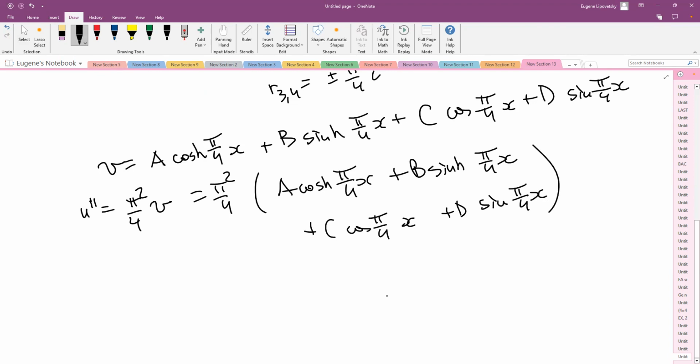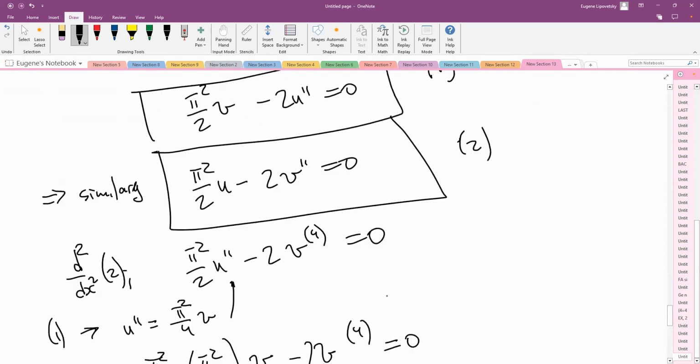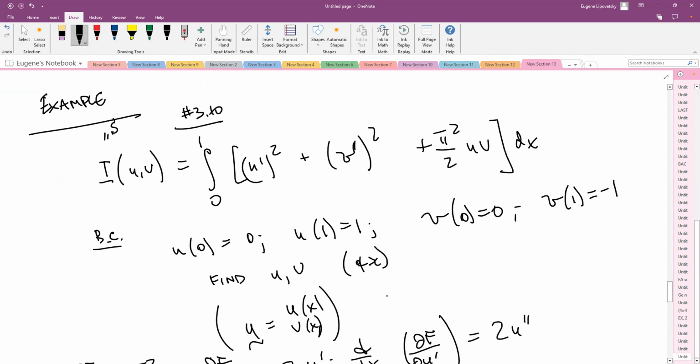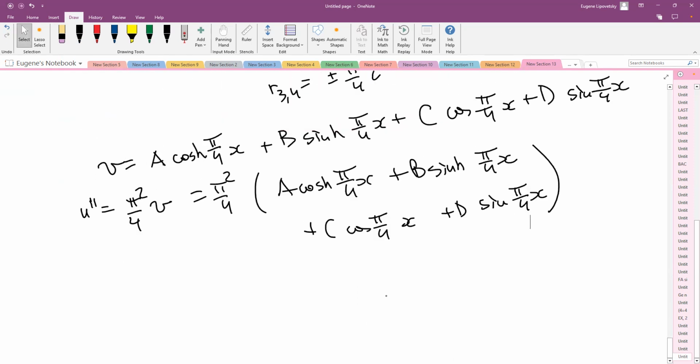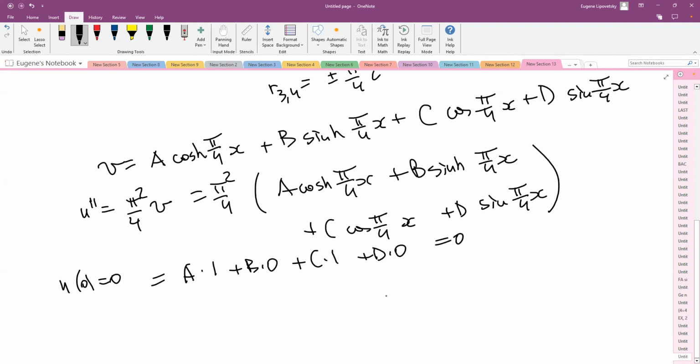This is all nice, but let's try to simplify it, because if we have some of the boundary conditions, maybe they'll be helping us out, right? We have u of 0 equals 0, u of 1 equals 1. U of 0 equals 0, and that's going to be a times 1 plus b times 0 plus c times 1 plus d times 0. And that's 0. That means a plus c is 0, so c equals minus a.